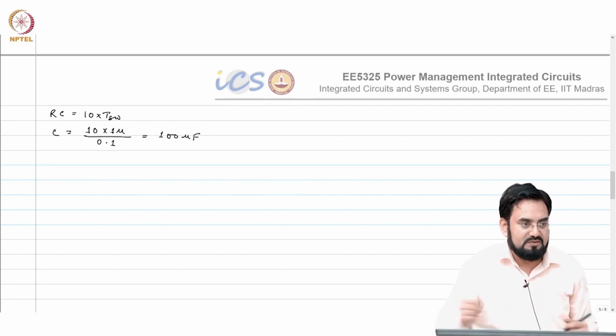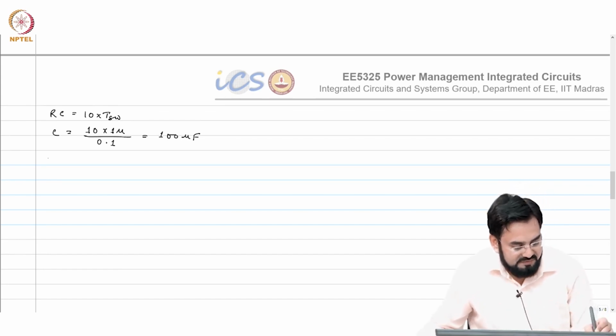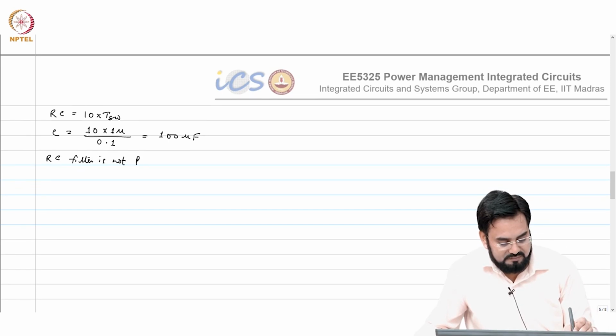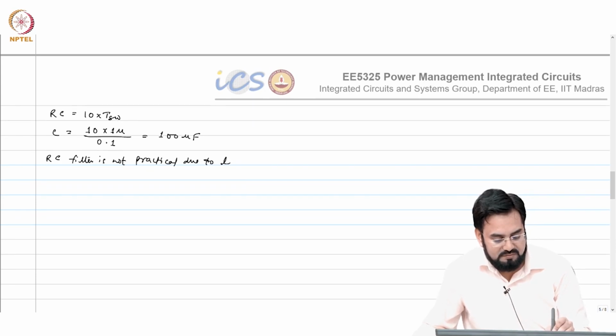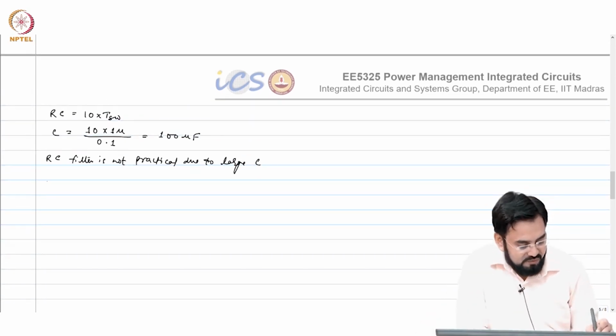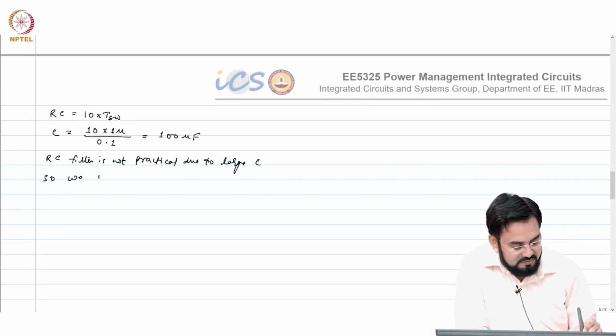So what else can we do? The RC filter is not practical due to large C. Okay, so what do we do? We use an LC filter.